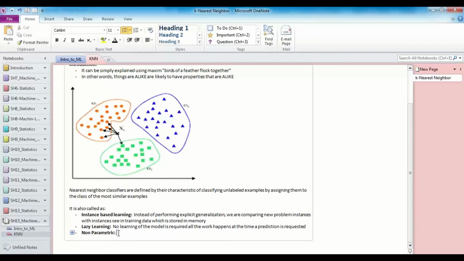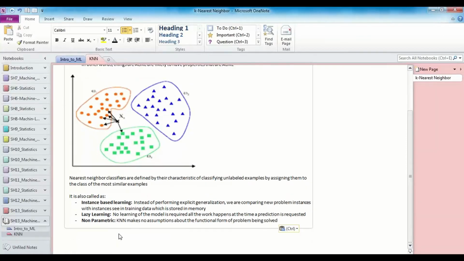Clear? So the reason the k nearest neighbor is called instance-based learning, it is called lazy learning, and since there are no assumptions, it is called a non-parametric approach too. Clear about this?